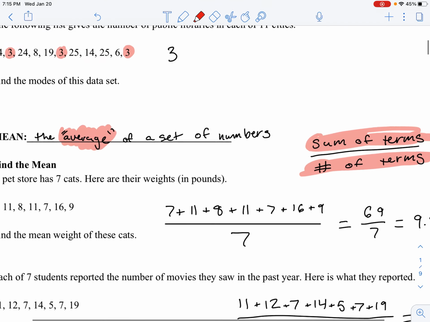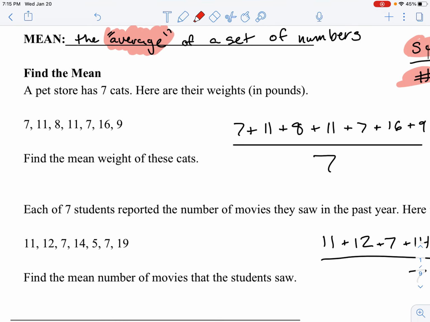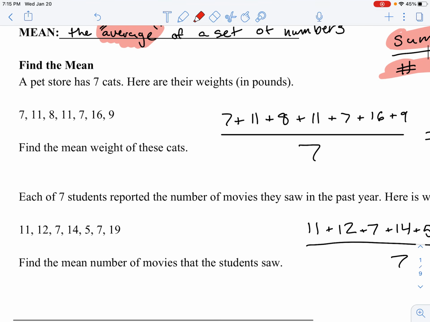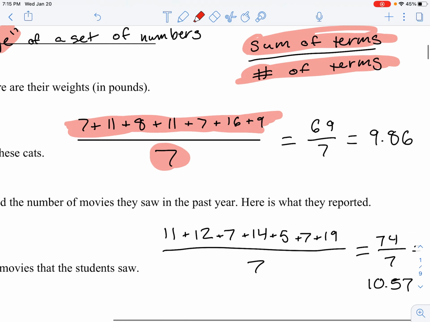Now, let's go back to this. Let's go to the first one, and then I'll explain my definition maybe a little bit more after it makes sense. So a pet store has 7 cats. What I did was I added up all of the number of their weights, and I divided it by 7 since there was 7 cats. So I took all of the weights, added them together, divided it by 7, which was 69 divided by 7, and we got 9.86 pounds.